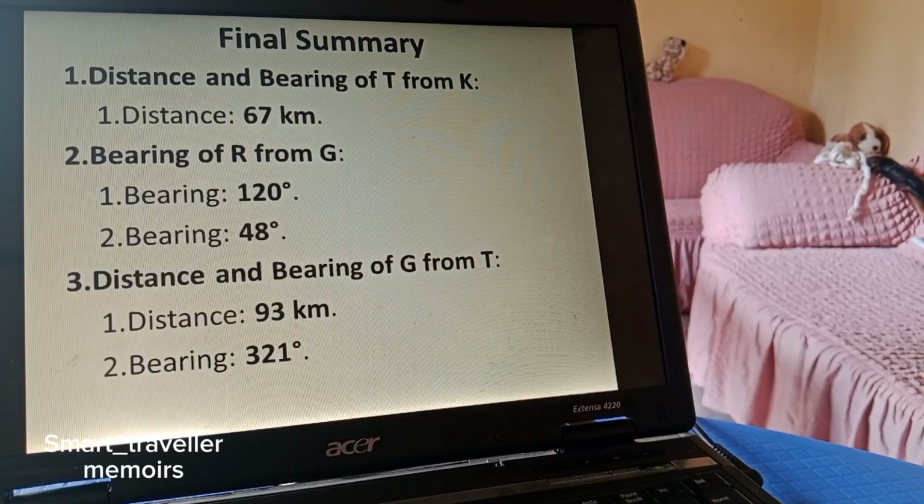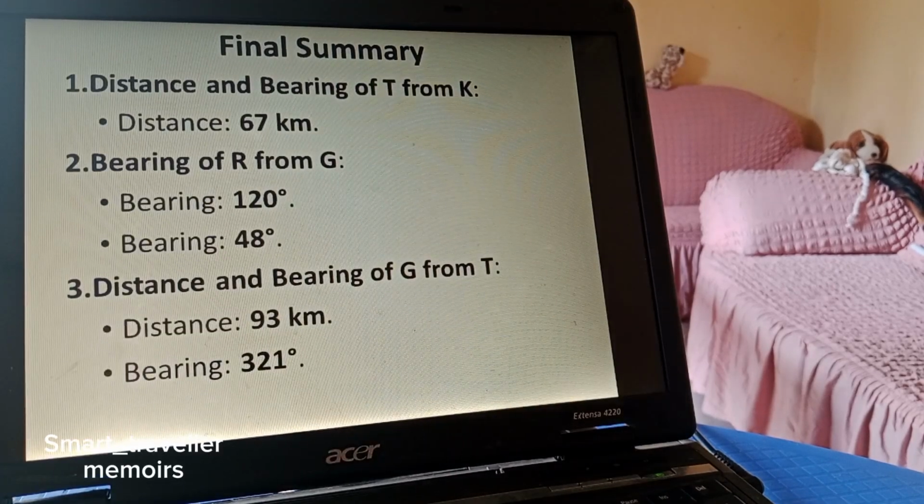Summary. Distance and bearing of T from K equals 67 kilometers. So we were summarizing. I was just doing a bit of corrections. There was an error here, there were numbers here. So, final summary, distance and bearing of T from K: distance 67 kilometers, bearing 48 degrees. Bearing of R from G, 120 degrees.